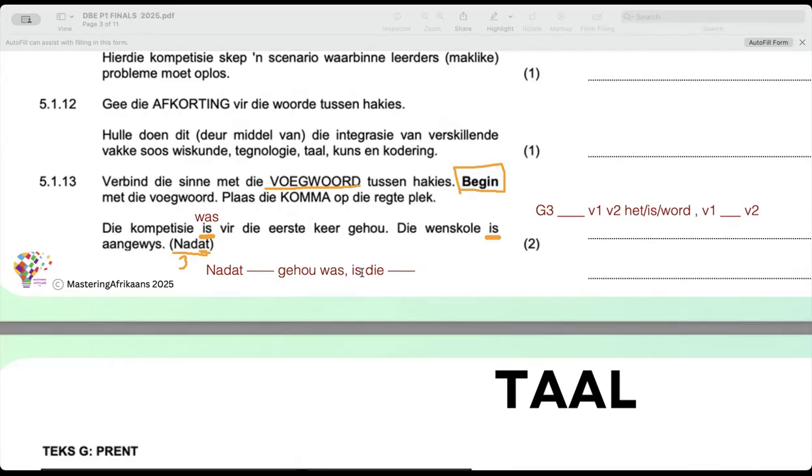So we would say in English, after I have read my book, I will go to sleep. So what we've done with after is we've got a past tense and a future tense in the same sentence. And it's the same thing in Afrikaans. In this case, we've got past tense and present tense. So with nadat, you can have two different tenses in the same sentence. Remembering that nadat means after.